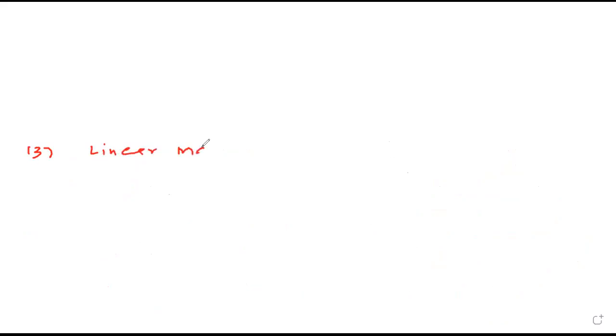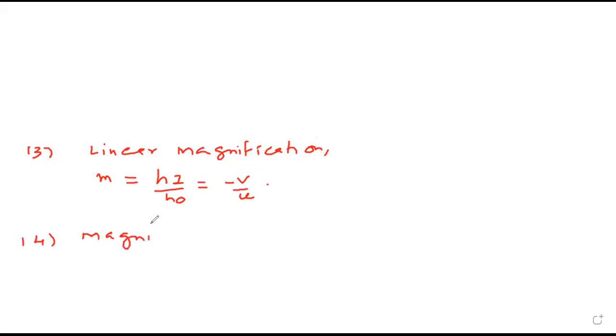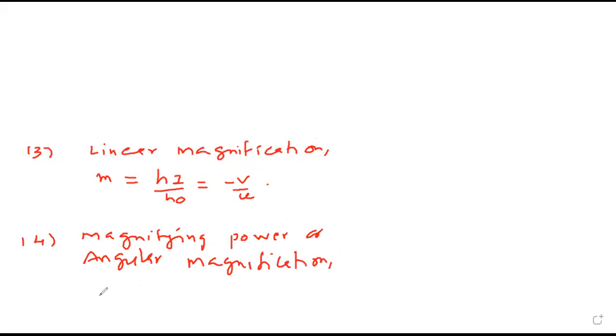Linear magnification, small m, is height of image upon height of object, which is minus v upon u. Magnifying power or angular magnification, m dot p, equals beta upon alpha.